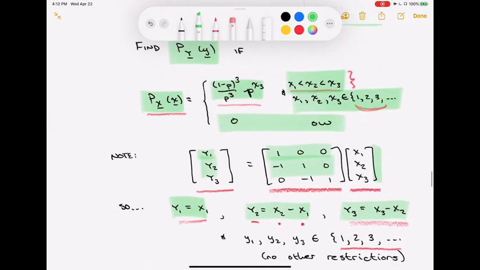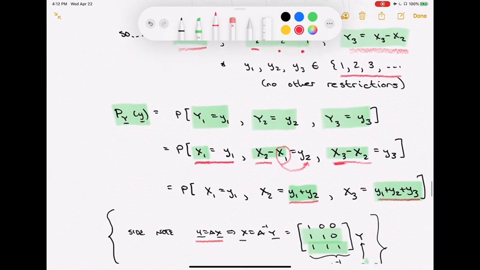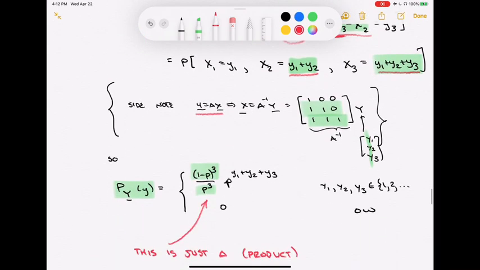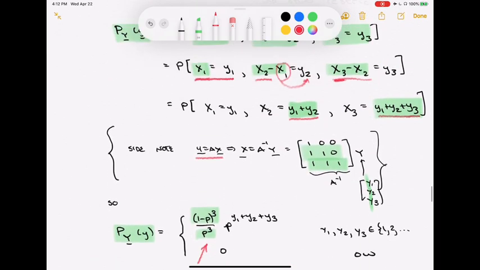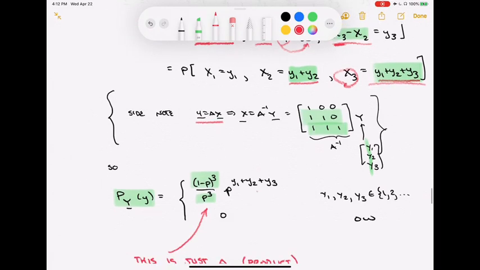There was, in this case, a (1 − p)^3 over p^3. There's also p to the x3. But what is x? Not x cubed, it's x3. So, what is x3? x3, though, is just y1 + y2 + y3. So I'm going to substitute in y1 + y2 + y3 for x3 because I want something that's a function of y.